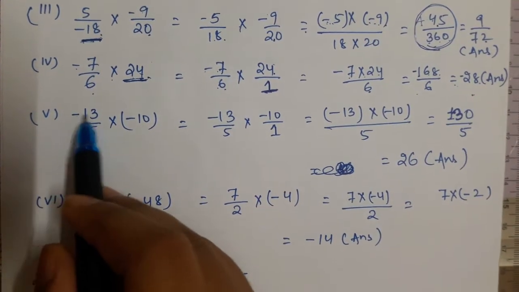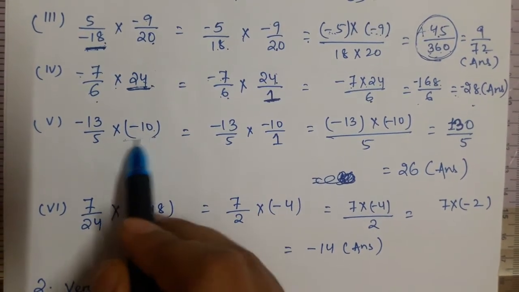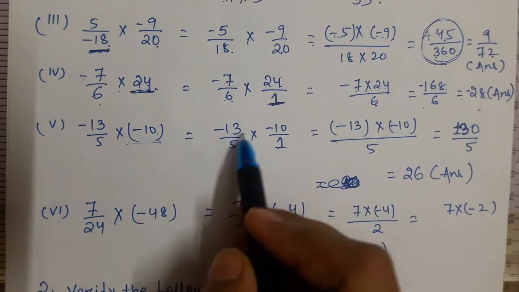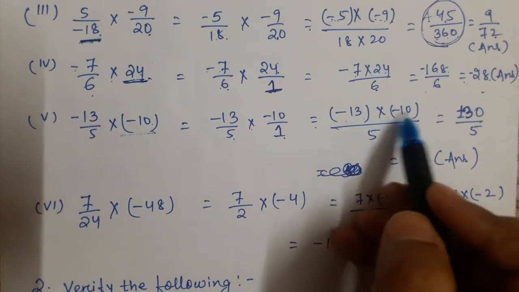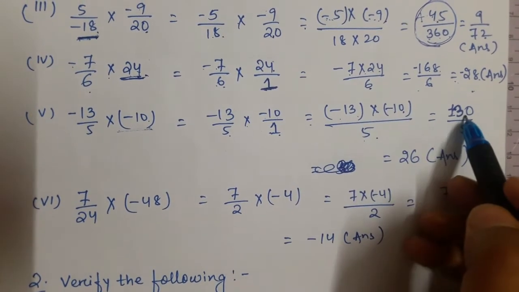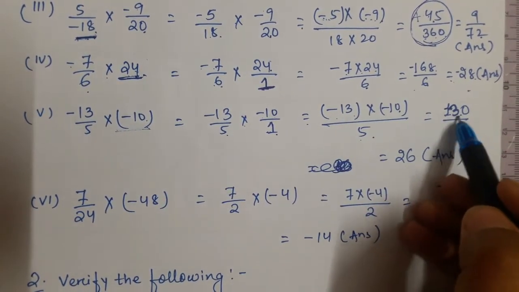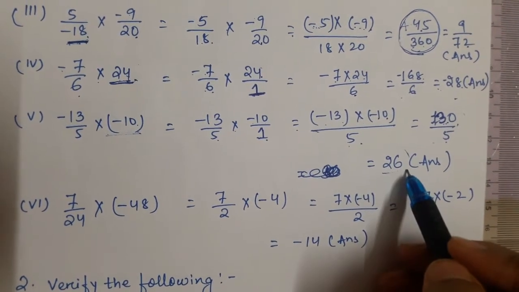Next question is minus 13 by 5 into minus 10. Here again the denominator is 1. Again we'll write minus 13 by 5 into minus 10 by 1, that is equal to minus 13 into minus 10 by 5. Minus 13 into minus 10 gives a positive number, that is 130 by 5. Again we'll cut it. The result is 26.